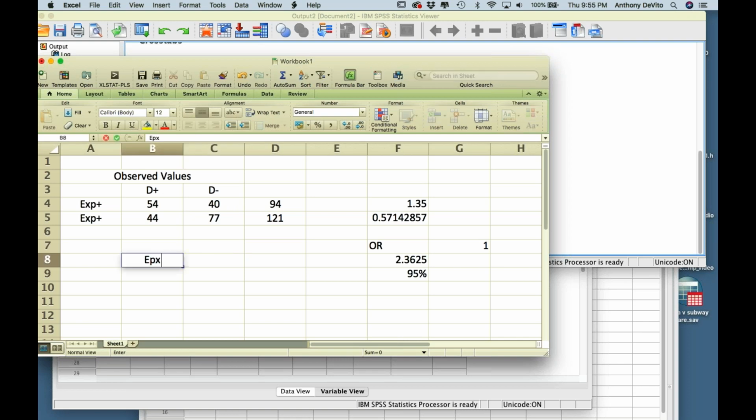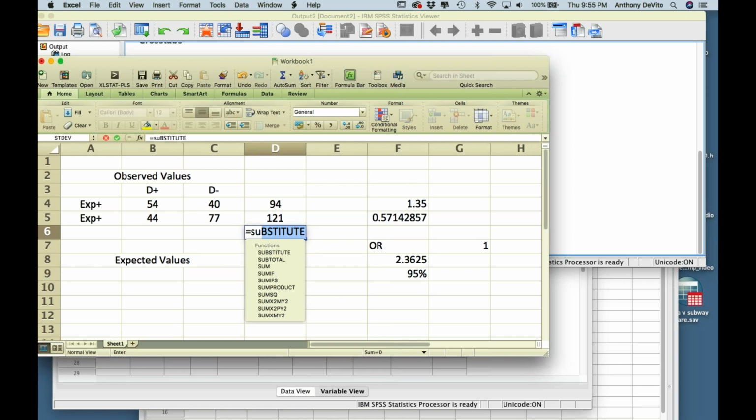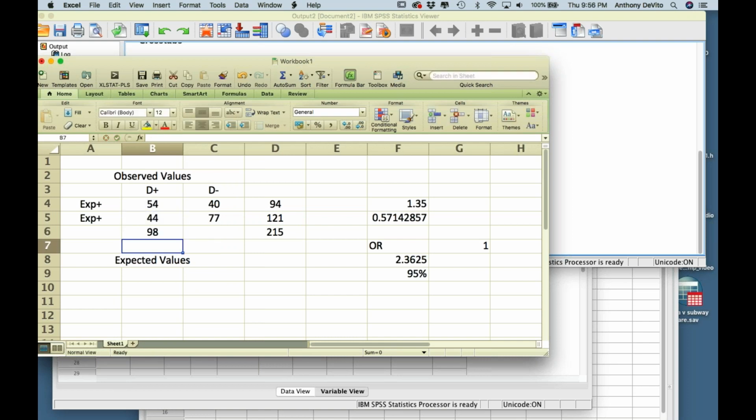Now, I'm going to make another table here, expected values. What would I expect if I sampled 215 people from this population, 94 smokers, 121 non-smokers? What would I expect the outcome to be if there's no association? Well, let's see how many people have the disease in here. The number of people that have the disease is 54 and 44, which is 98 people out of 215, right? Whether they smoke or not, the overall total is 98 out of 215.